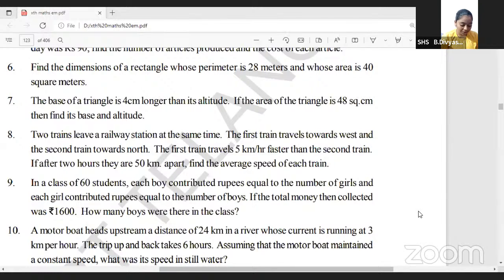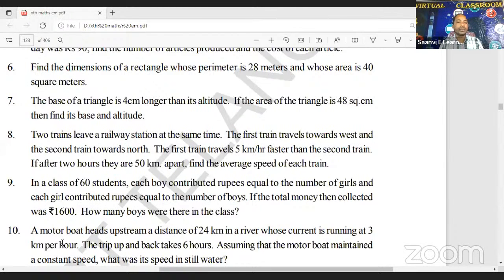Ninth problem, easy children. You can do this ninth problem. The 10th problem you read. A motorboat heads upstream a distance of 20 kilometers in a river whose current is running at 3 kilometers per hour. The trip up and back takes 6 hours. Assuming that the motorboat maintained a constant speed, what was its speed in still water?